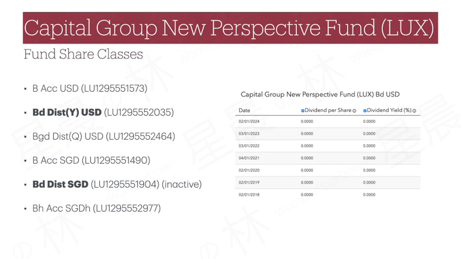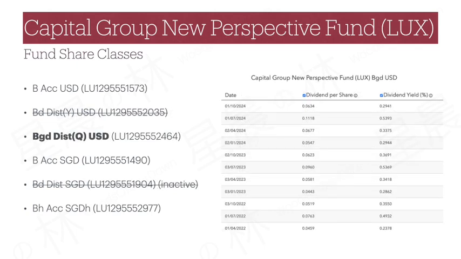A D refers to distribution share class, with the distribution being net of withholding taxes and expenses. The BD US dollars class is a yearly distributing class and has actually not paid any distributions for many years, so you should just invest in the B accumulation class instead. The BD Sing dollar class has been inactive since 2017, so it should be ignored as well.